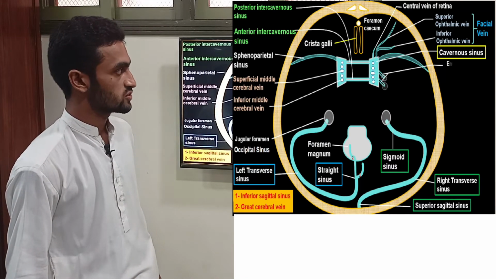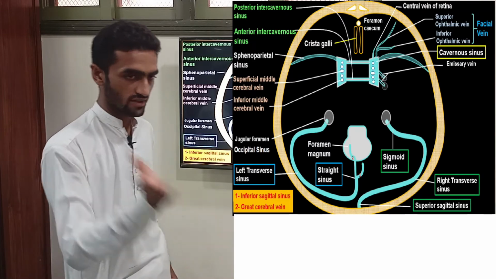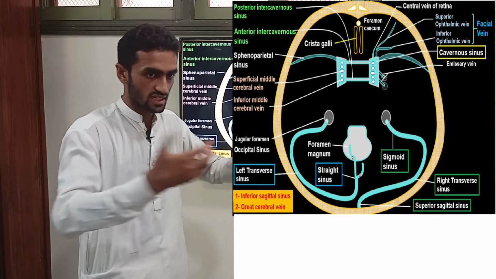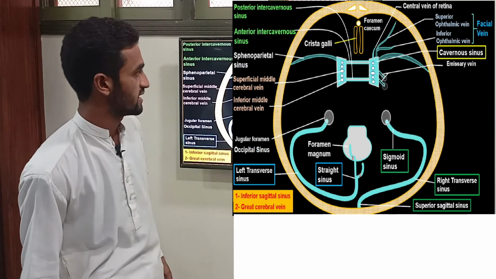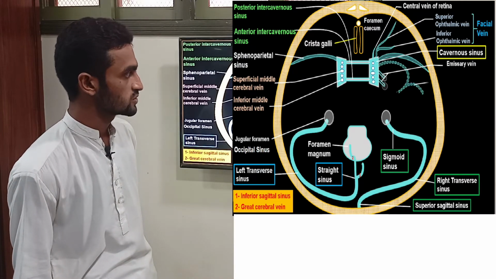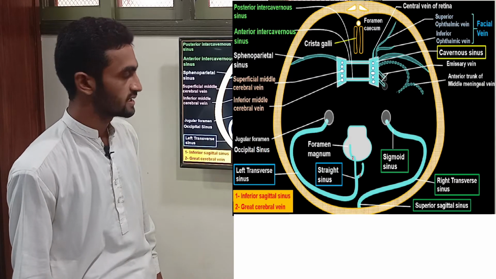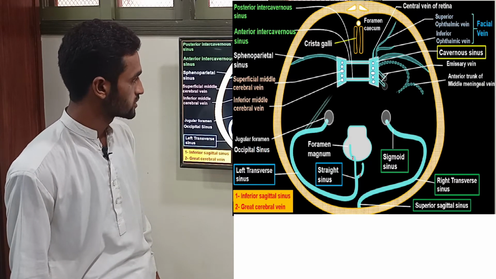These are other emissary veins, taking blood likewise into the superior sagittal sinus. Here is also an emissary vein taking blood from the side, which also drains here. These are the internal trunk of the middle meningeal vein, and they drain here. So go through it.